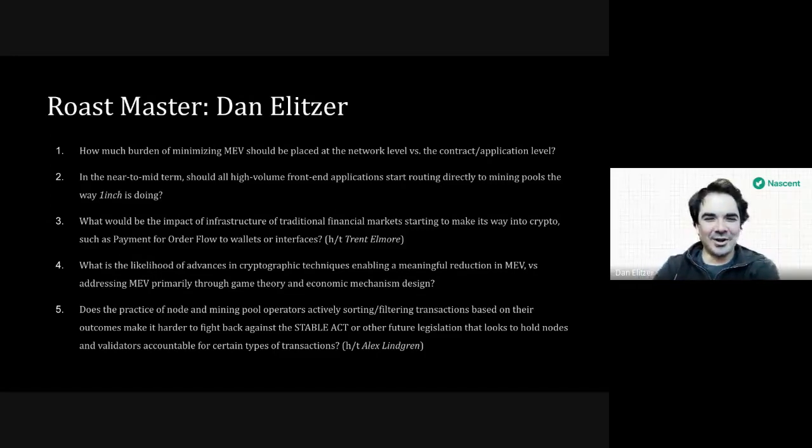Okay. So this one from Trent was, what would be the impact if we start seeing more of the traditional financial markets infrastructure make its way into crypto, right? If we do start seeing payment for order flow type setups with wallets or interfaces, those have proven to be something that is very commonly used in traditional financial markets. Will we start to see some of these intermediaries finding various ways to extract the value within our decentralized infrastructure as well?